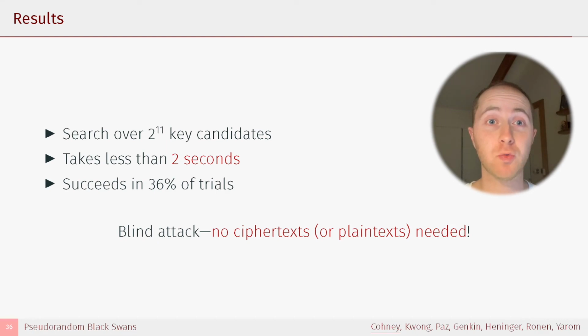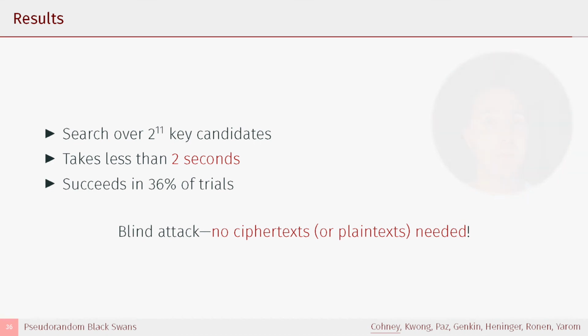Targeting the connection between a regular TLS server and our TLS client performing an elliptic curve Diffie-Hellman handshake, we were able to recover the session key in less than 2 seconds in over 36% of trials. This was done using a search over the key space of 2^11 key candidates in most cases, once adjusting for key candidates that we could filter out. This was a blind attack. We did not need to see any of the ciphertext or plaintext that were the input or output to the DRBG in order to perform this attack.